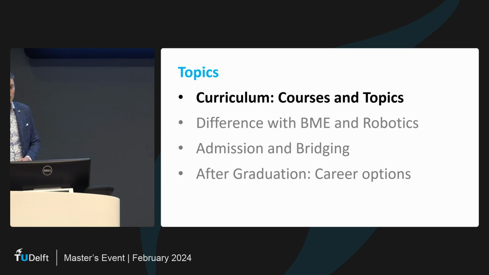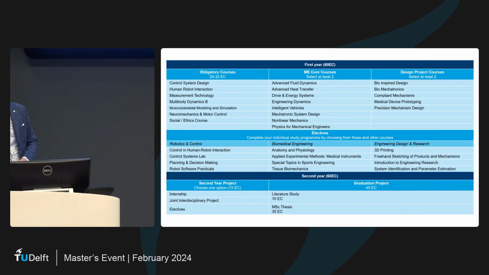First, curriculum and courses and topics. So here we see the entire curriculum of the first and the second year. The first year is about courses mainly, and that consists of 3 groups of courses.